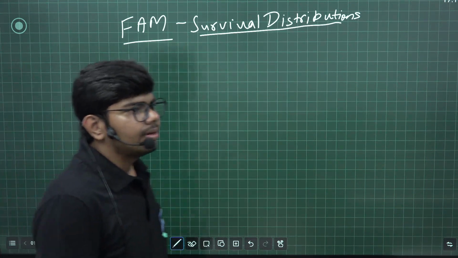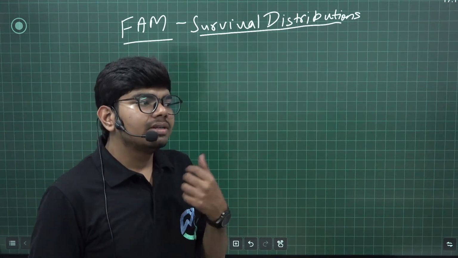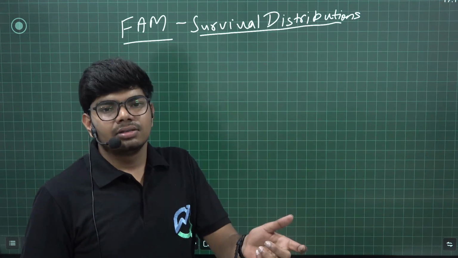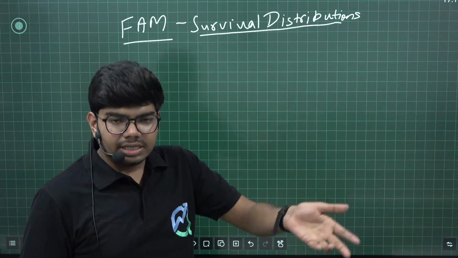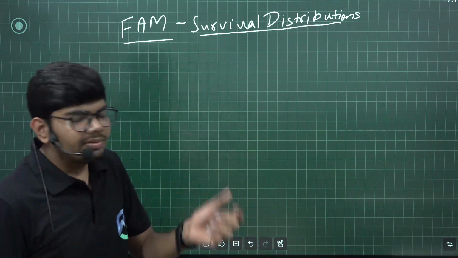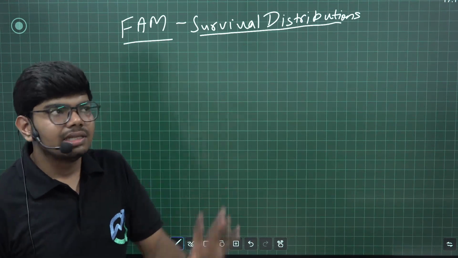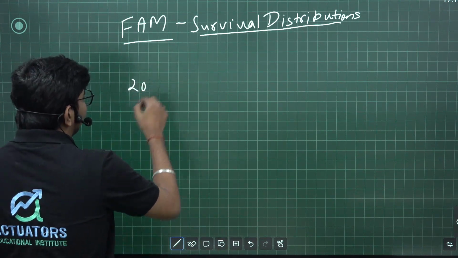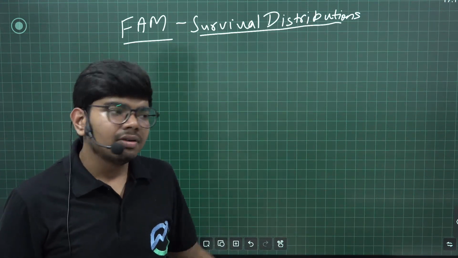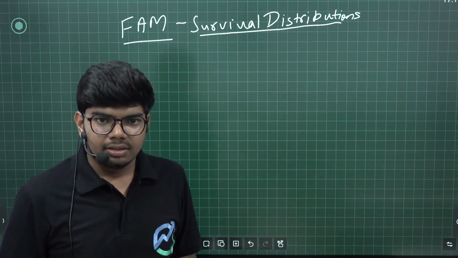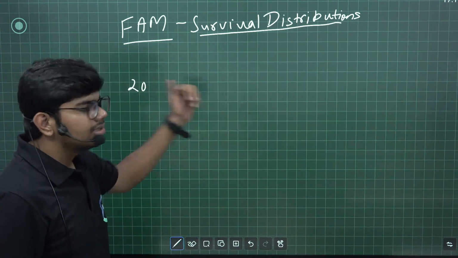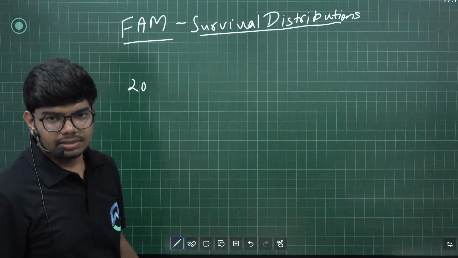So for an insurance company, whenever they are pricing or reserving a particular product, it is important for them to model when a person is going to die for a term insurance policy. Whenever a person is purchasing a policy, let's say they are a 20-year-old person. We want to know how many more years this particular person is going to live before he dies.